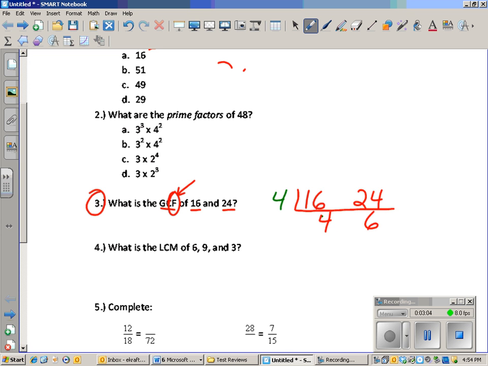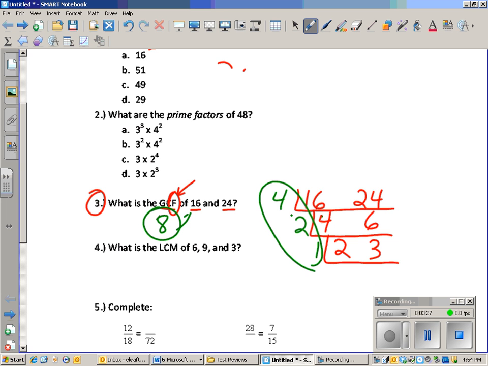And here I notice that I could have gone larger, couldn't I? And so I'm going to pull out a 2. 2 goes into 4 twice. 2 goes into 6 3 times. I'm going to continue on until I get 1. 1 is the largest common factor for 2 and 3. So our answer is 4 times 2, or 8.